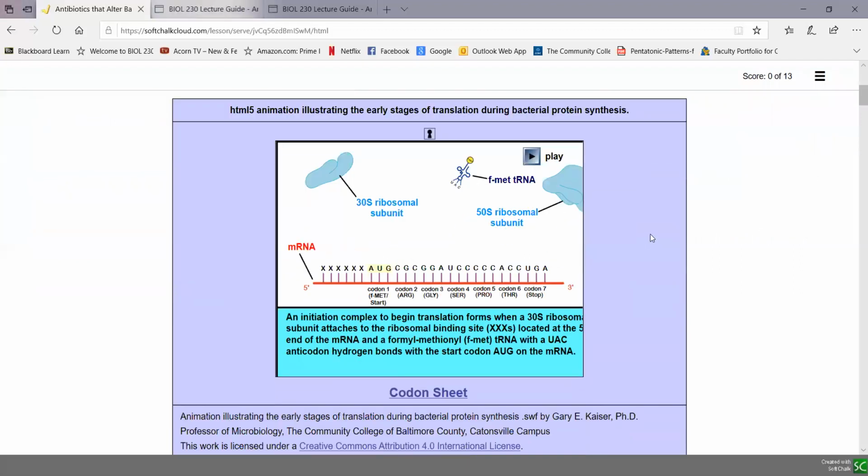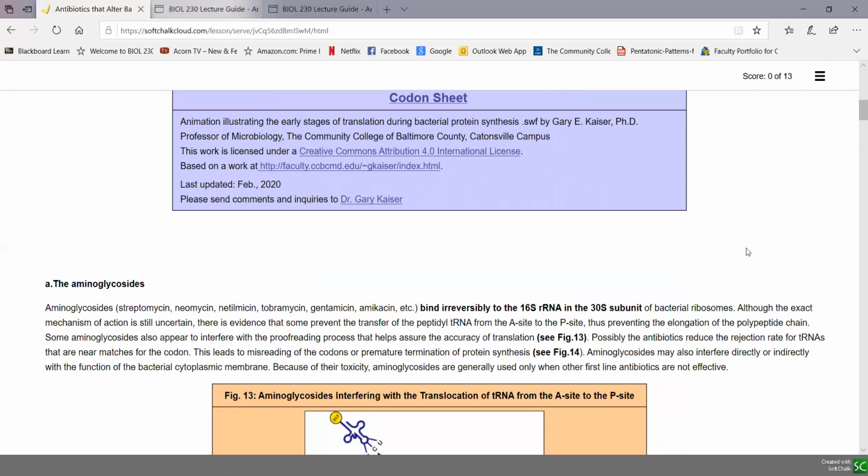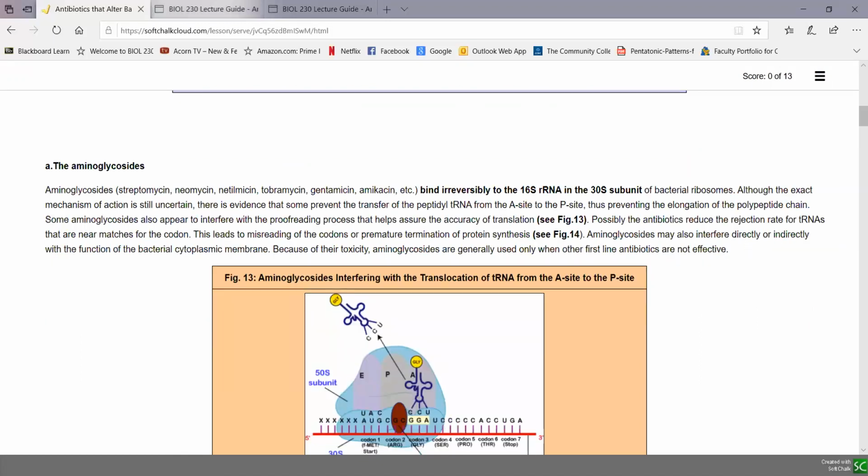There's a little animation you can use here if you want to review normal translation, showing you the steps in translation that we learned, or reviewed actually, for your molecular genetics review exam that you took home. So if you want to review that, you can, but let's look at some of the proposed mechanisms for how some of these antibiotics work.